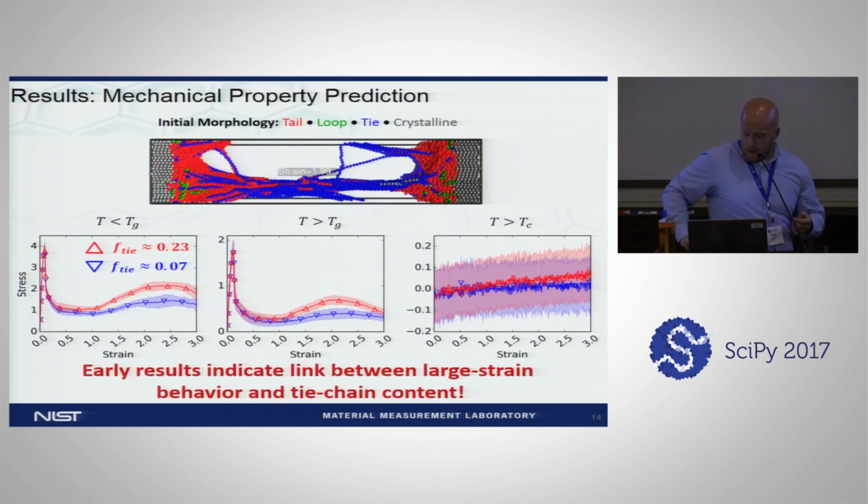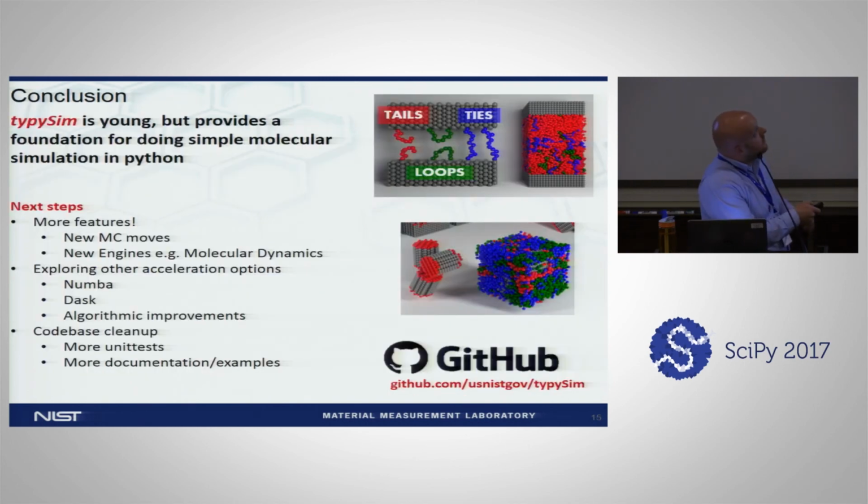So to finish up, I just want to say that TypeISim is a very young, but I think promising, simple molecular Monte Carlo tool. It's listed up here on the NIST GitHub. I have a number of other features and things I'm looking to do in the future, but for now, it's doing what I need it to do.